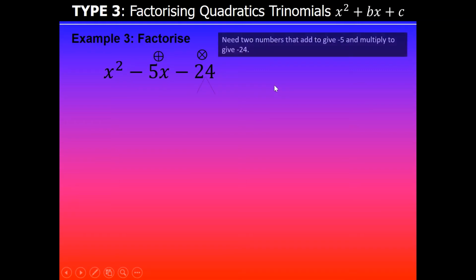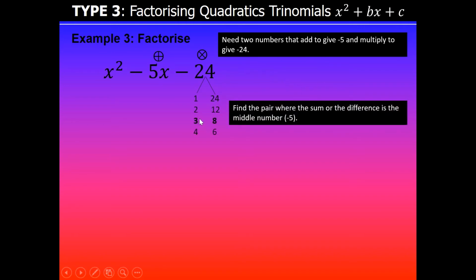Again, we find the factors of 24, and we are looking for two numbers that add to the middle term negative 5 and multiply to negative 24. So the factors are 1 and 24 and so forth. So in this case, we need to find the pair where the sum or the difference is the middle number 5. And you can see that if I find the difference between 3 and 8, I will get negative 5. So those are the factors there, and then we have to choose one negative, because negative times positive will give you overall negative 24. So 3 and 8 looks promising in this case.